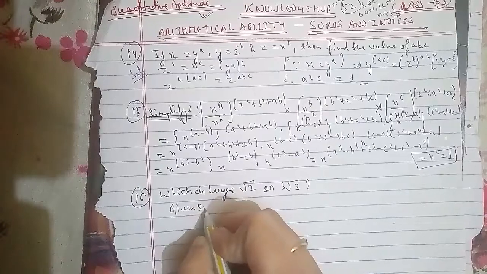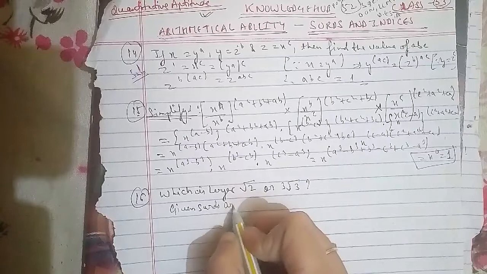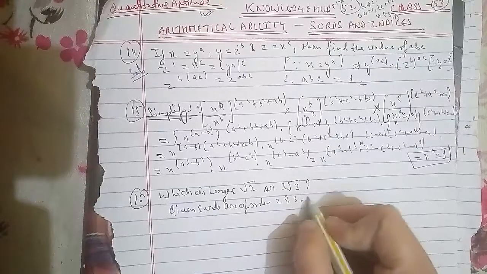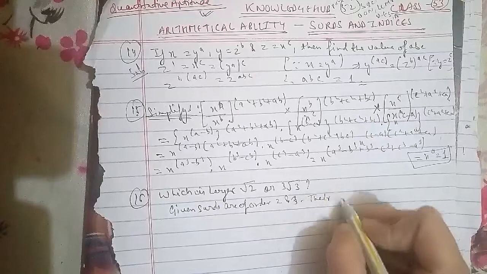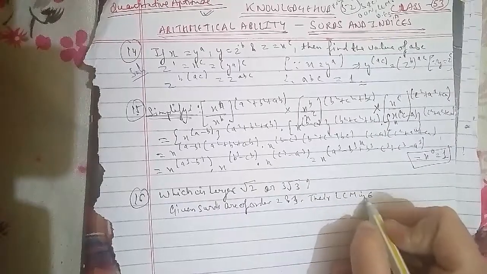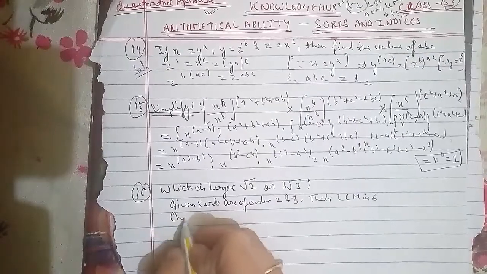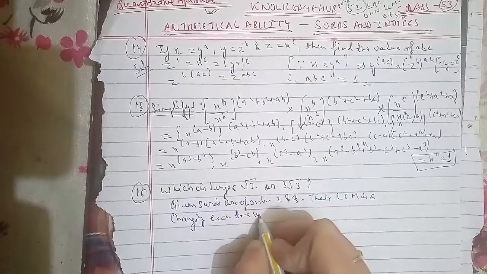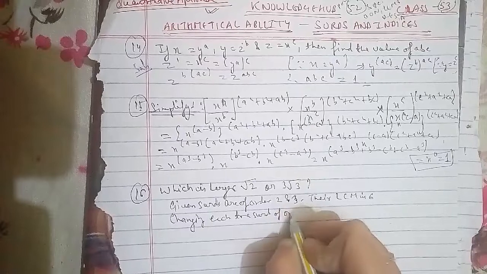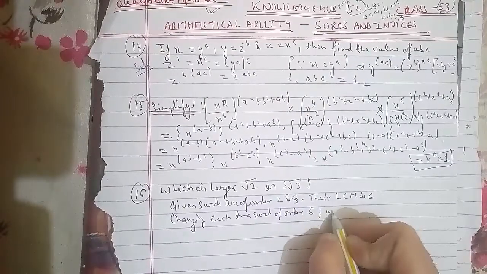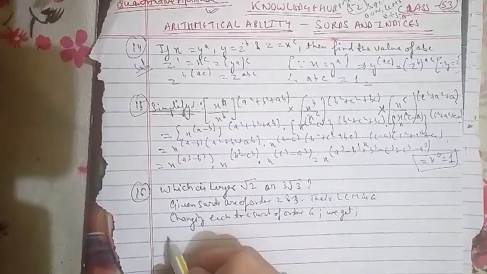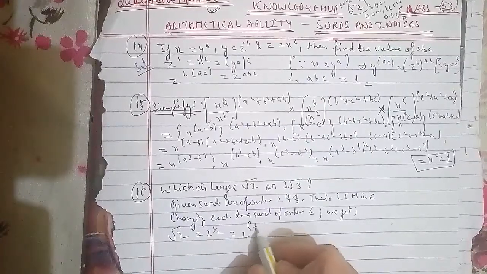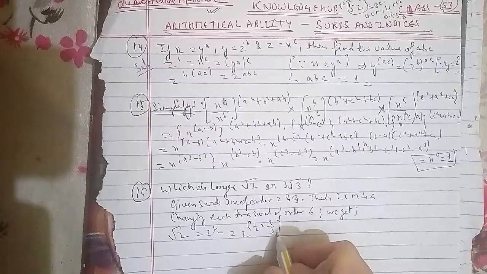Changing each to a surd of order 6, we get square root of 2 equals 2 to the power 1/2, that is 2 to the power 1/2 into 3/3, which is 2^(3/6), that is (2^3)^(1/6), equals (8)^(1/6), that is equals the sixth root of 8 here.